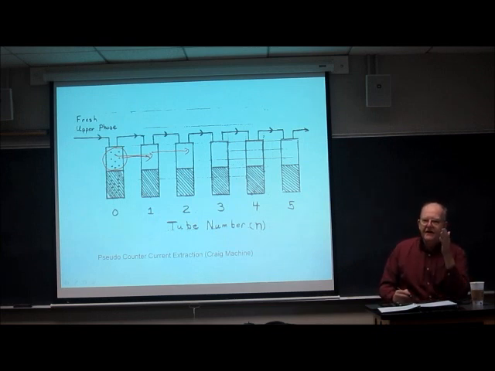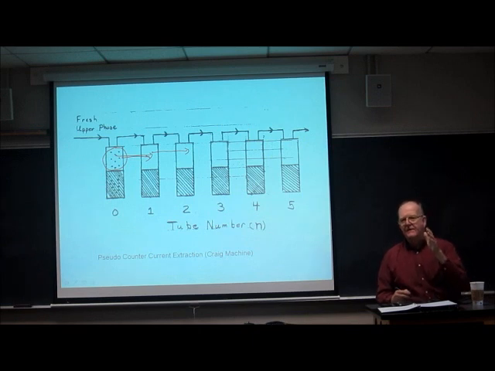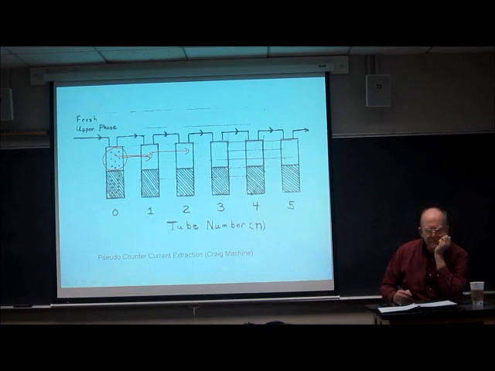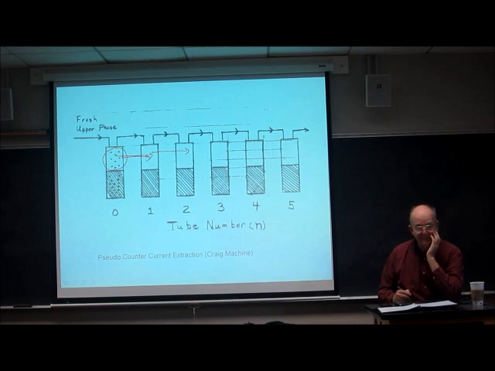Now let's take the case of a K factor of 1 with a phase ratio of 1, which means that the retention factor, little k prime, is 1. You've seen it three times already now. Big K is 1, phase ratio is 1. This is not a trick question.